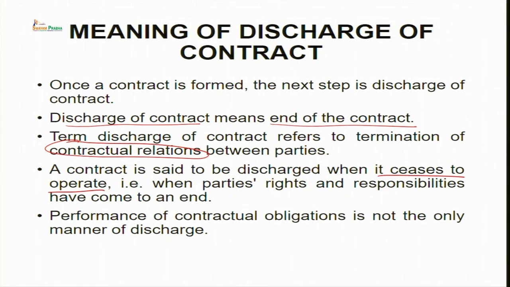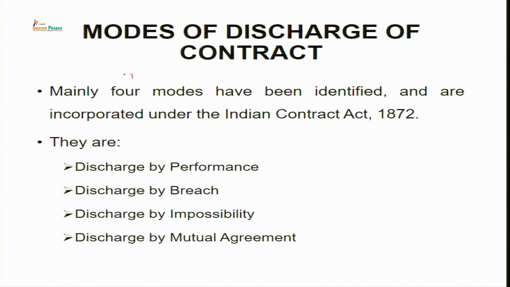Although the most common mode of discharge of contract is performance, because the parties have already fulfilled their respective obligations as incorporated under the contract, and therefore the contract has now come to an end, the purpose has been served, if I may put it in simpler words. But this being most common, there are other modes as well. Mainly four modes have been identified under the Indian Contract Act: discharge by performance, by breach of contract, by impossibility of performance, and by mutual consent.